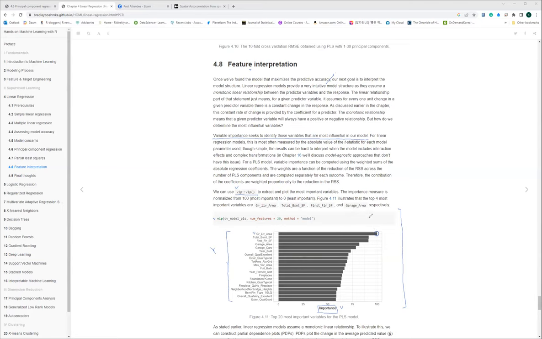And then the next one is the total basement square area, which is the second most important variable that we use to predict our response variable, the sales price. So based on the result, we can see which one is the most important variable and which one is the least important, like exterior quality, which is the least important variable to predict our sales price in this case. That's how we can read this, and that is what feature interpretation is about. Is there any question so far?